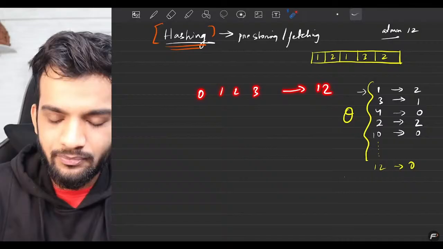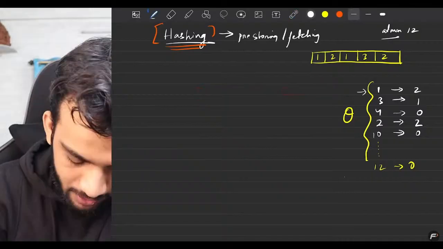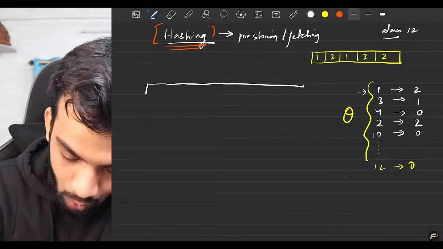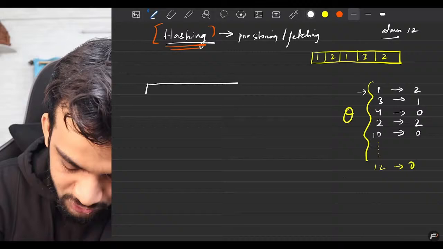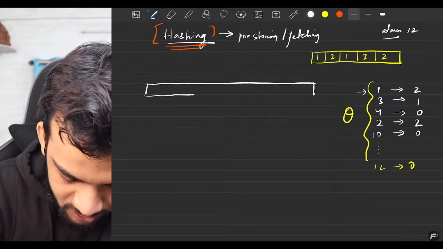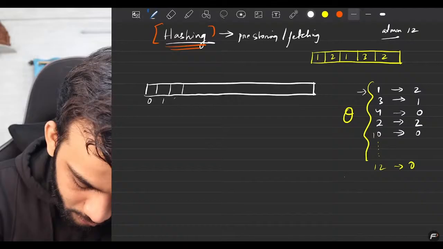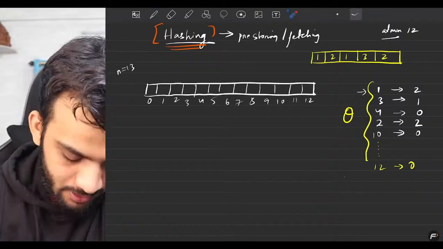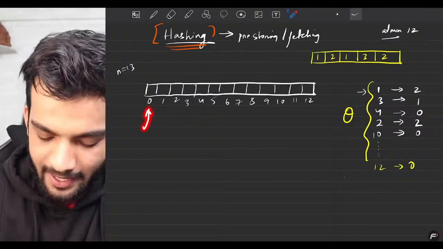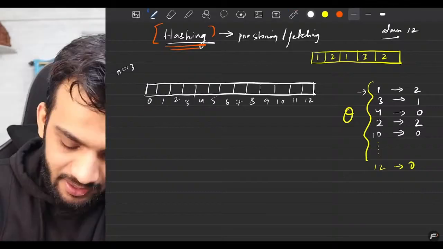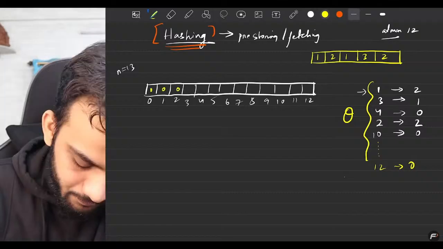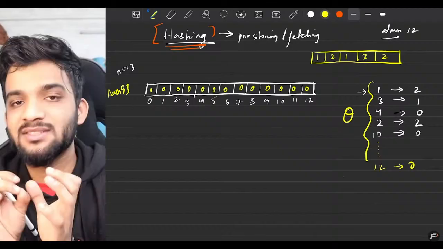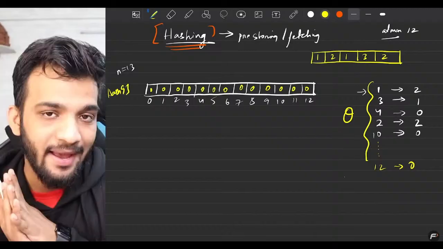So what I will do is, I will create another array. Remember this. I'll create another array and I'll call this the hash array. In this hash array, I'll say 0, 1, 2. I'll create an array of size 13. I know the indexing starts from 0 and will go on till 12, and I'll assign everything as 0 initially. This is something I'll call a hash array, or you can call it a frequency array as well.